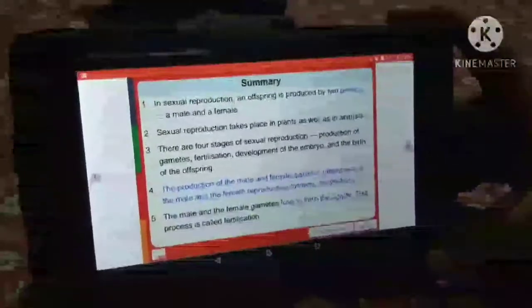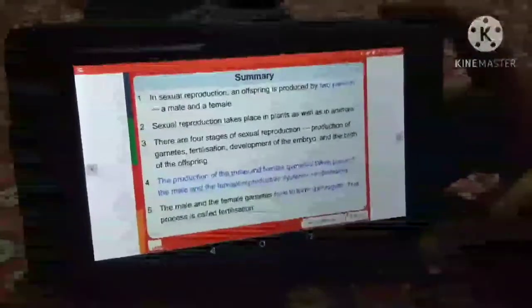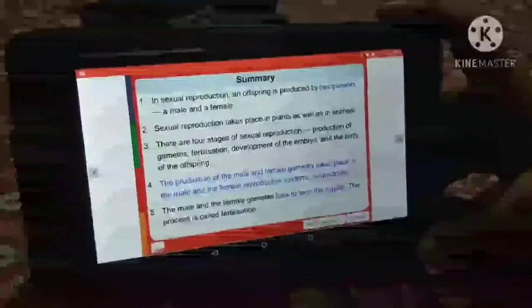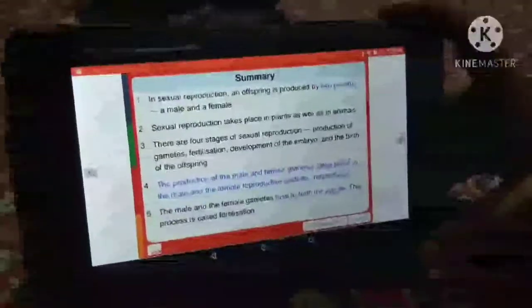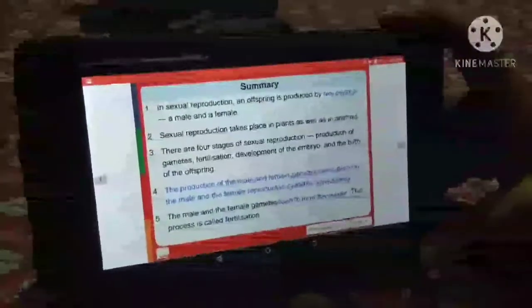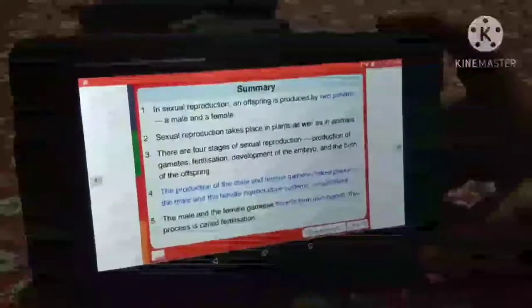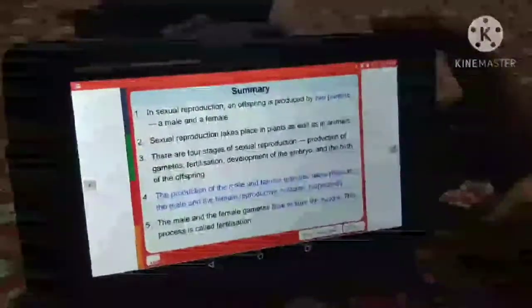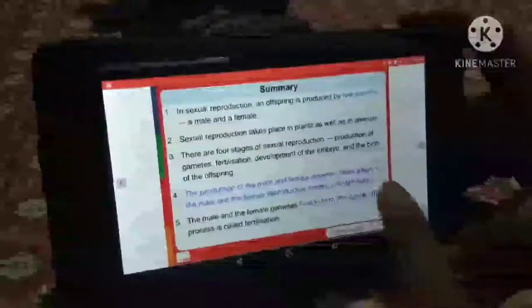Sexual reproduction takes place in plants as well as in animals. There are four stages of sexual reproduction: production of gametes, fertilization, development of the embryo, and birth of the offspring. The production of the male and female gametes takes place in the male and female reproductive systems, respectively. The male and female gametes fuse to form the zygote. This process is called fertilization.